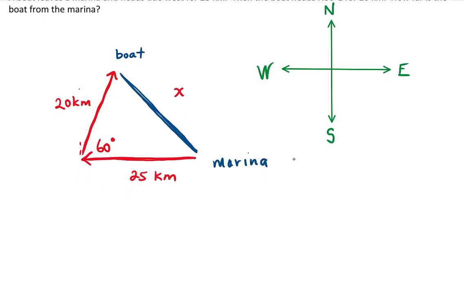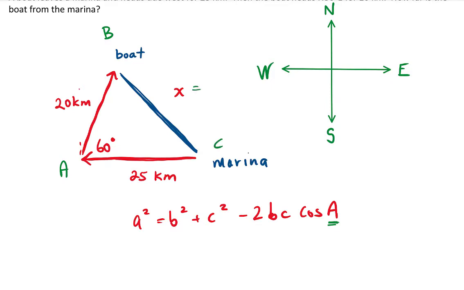And remember, the cosine law looks something like this. a squared equals b squared plus c squared minus 2bc cosine of angle A. So since we have the 60-degree angle, I'm going to call this angle A to match up with the angle in our equation. And we will call B for the boat, C for the marina, and now we can sub in our values. So this would be little a here, this side would be little b, and this side would be little c.